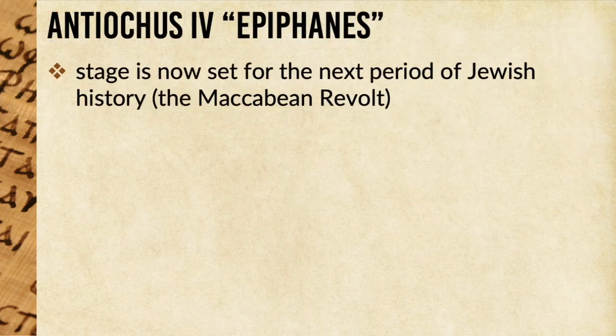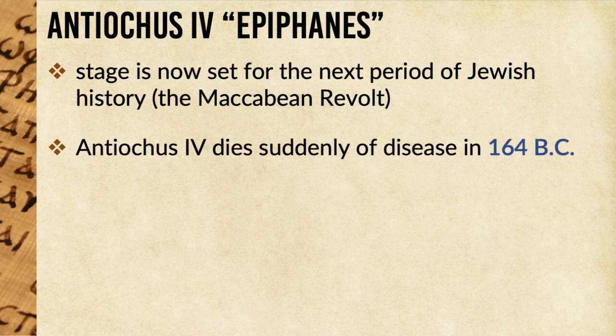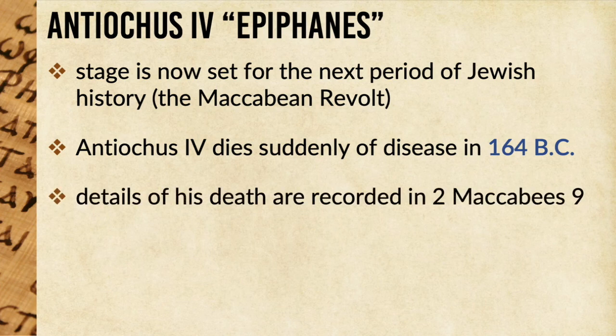Antiochus IV Epiphanes, his actions set the stage for the next period of Jewish history, which is the Maccabean Revolt. And it's what we're going to talk about next week. Antiochus IV, though, I want to finish with him before we get to next week's material. We need to remember that Antiochus IV died suddenly of disease in 164 BC. And the details of his death are recorded in 2 Maccabees chapter 9.